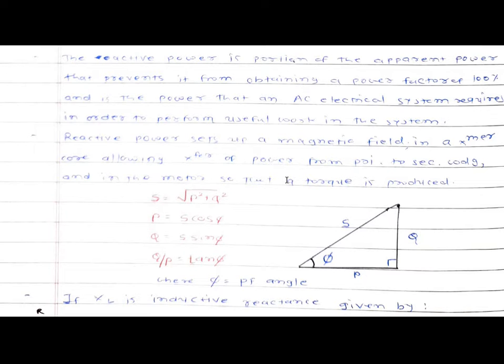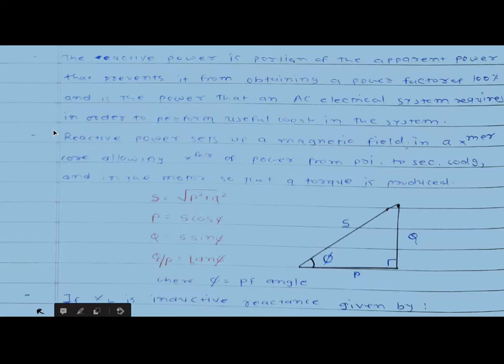The reactive power is the portion of the apparent power that prevents it from obtaining a power factor of 100%, and the power that an AC electrical system requires in order to perform useful work in the system is the active power. Now reactive power.